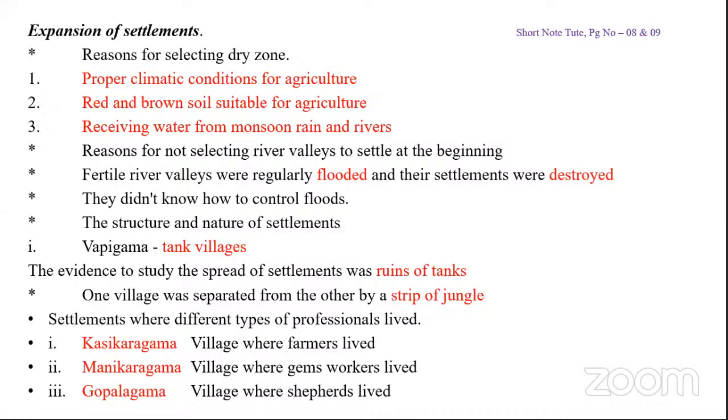The production of these villages was exchanged. So the people of Kasikaragama gave their products to the other village, and the other village's production was taken back. So that's a barter system. They were using the barter system.